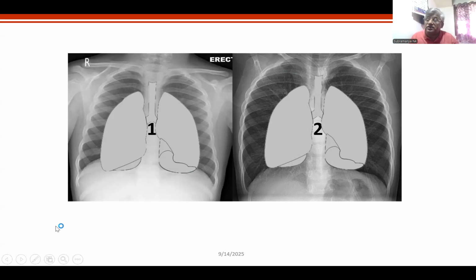There is no confusion regarding increased bronchovascular markings. Don't tell me no, sir. You have understood now, right?